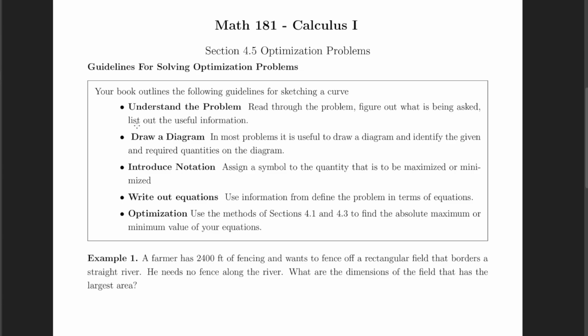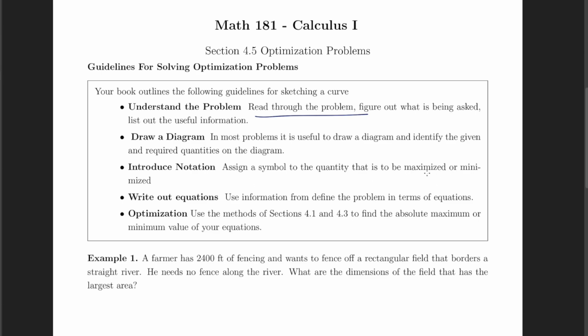So the first thing you want to do is read through the problem and understand it. That's the very first thing. Try to figure out what's being asked, what you are trying to look for, what's useful, what's not useful. Often it's very useful to draw a diagram, something that makes sense to what you're trying to do, so that way you can visualize it. Then you're going to introduce notation, so assign a symbol to each quantity.